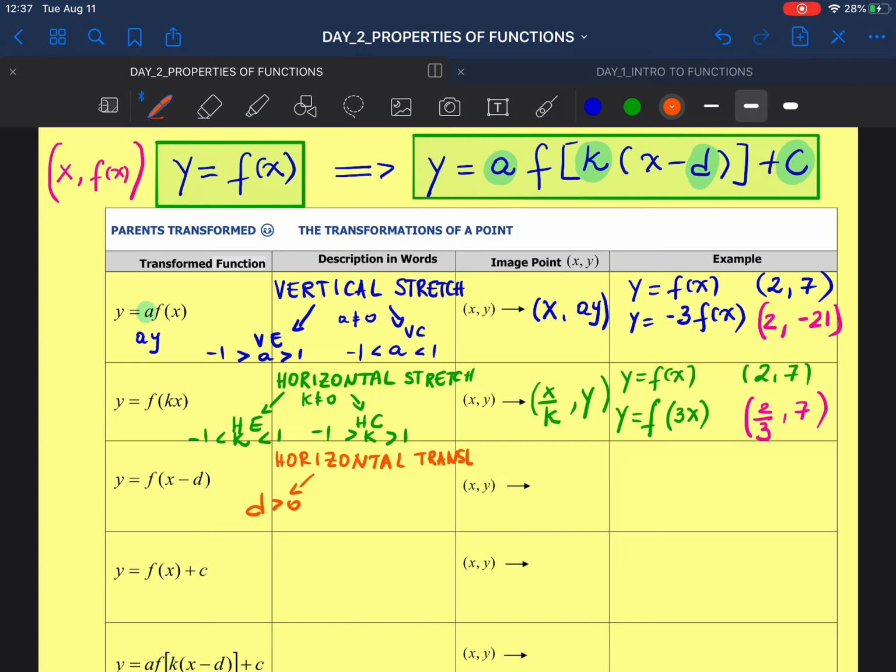And we're going to say that if d is positive, it's going to move to the right. So d positive, it's going to move to the right, and d negative will move the graph to the left. And d equals 0 won't move the graph at all. Now remember that the coefficient d is directly working with the x variable.